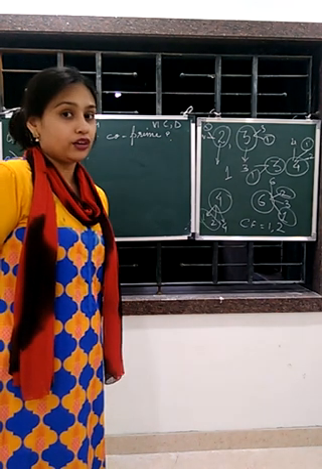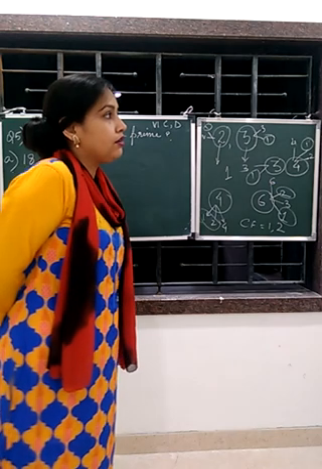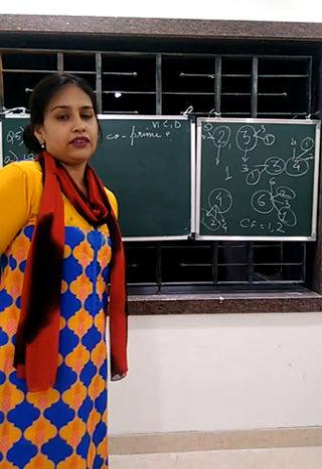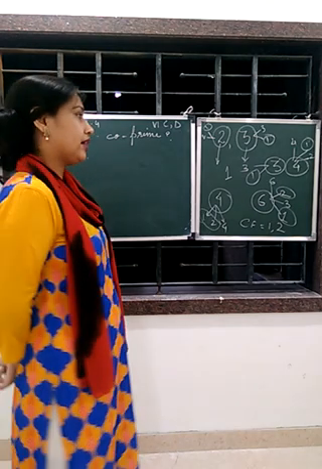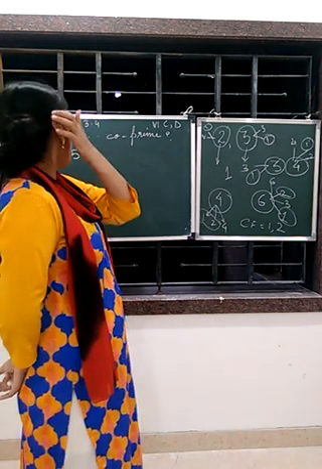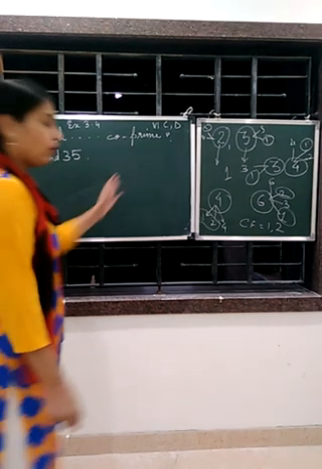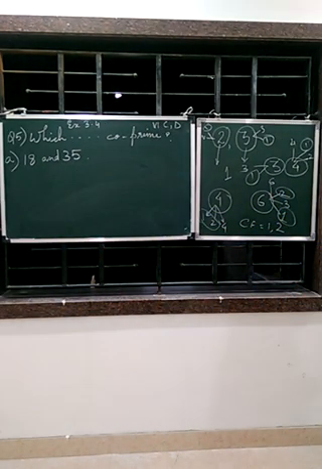5 and 10 is not a co-prime pair. Why? Because the common factors of 5 and 10 are 1 and also 5. That is, 5 and 10 are not co-prime numbers. So I hope you have understood what co-prime numbers are.